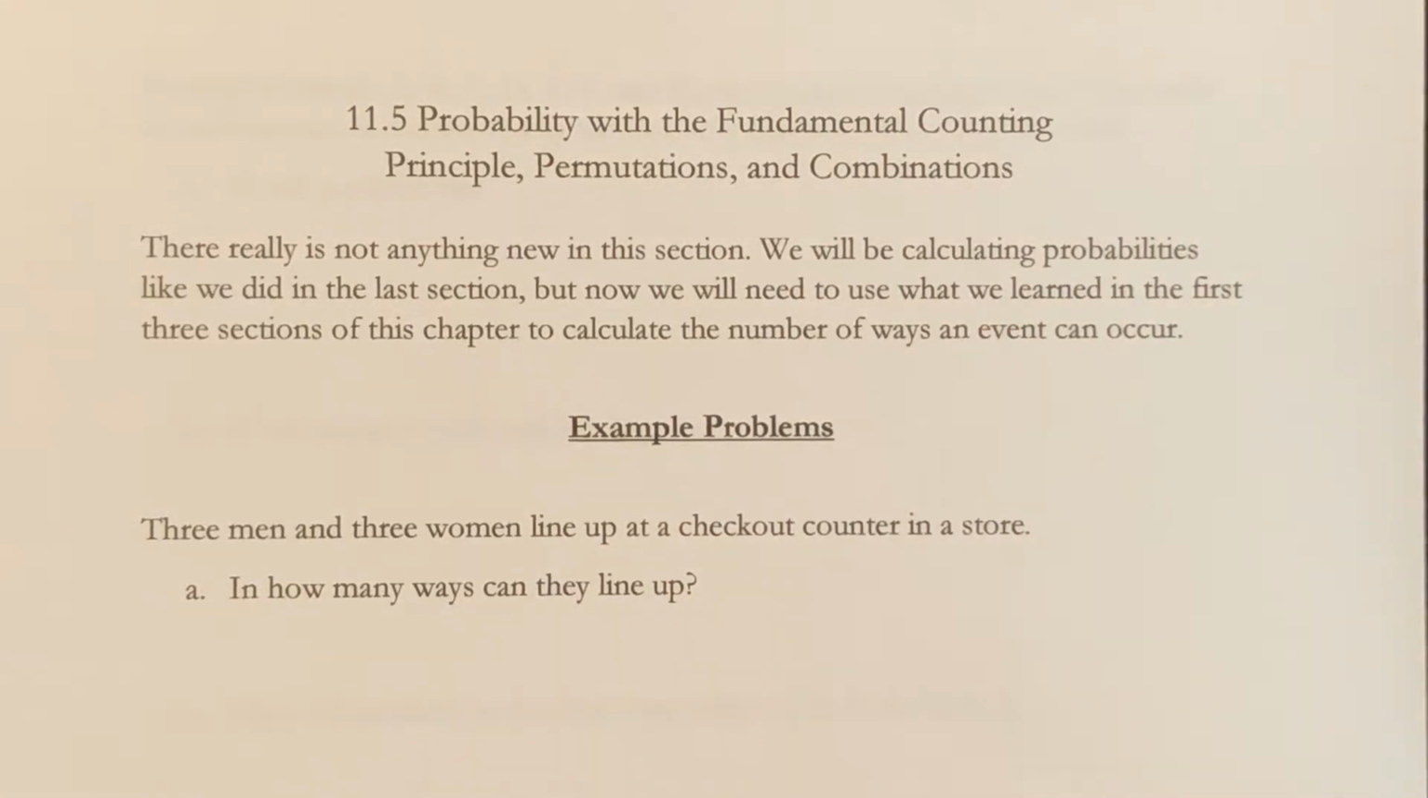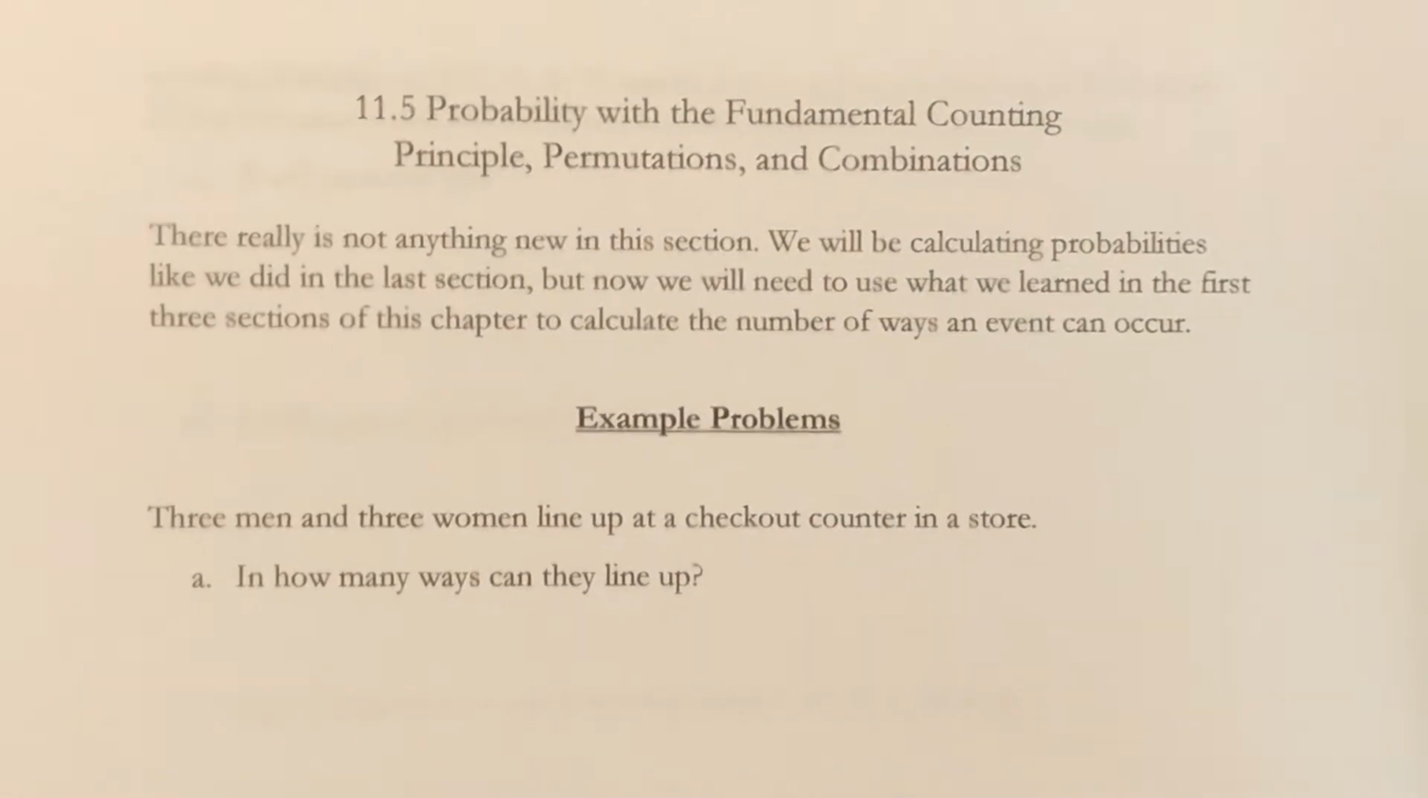This is section 11.5, probability with the fundamental counting principle, permutations, and combinations. There's really not much new in this section. We are going to be doing the same kinds of probabilities we did in the last section. The only difference is that now we are going to have to use what we learned about combinations and permutations earlier in order to get all the information. So this section is just about combining the information we already know.